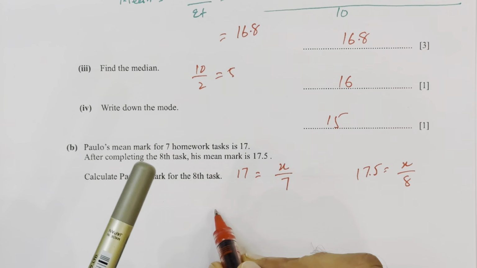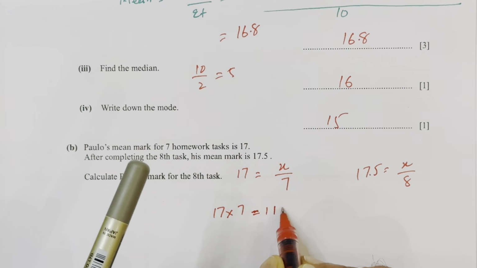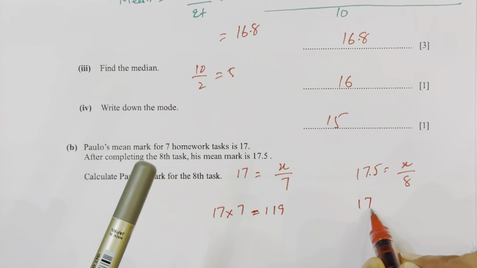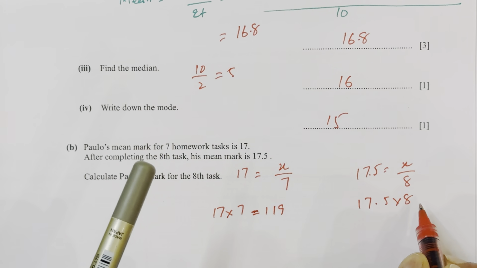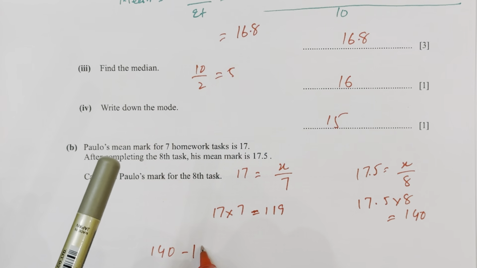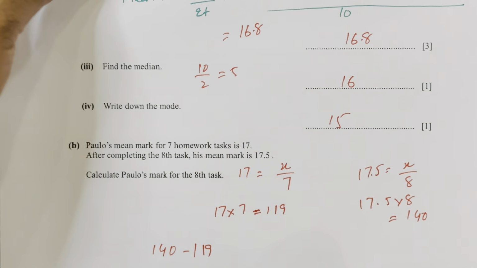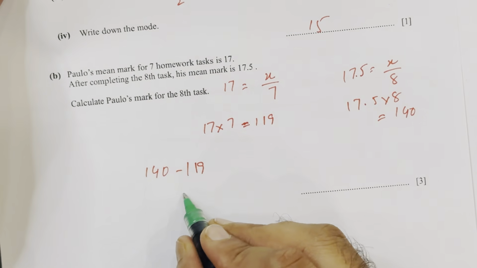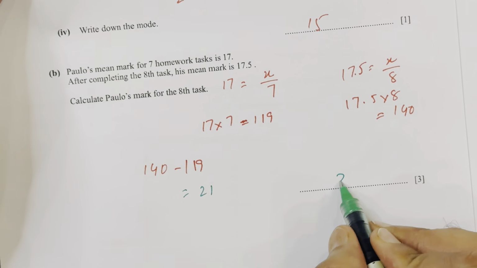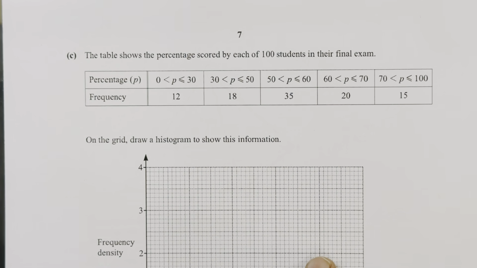So this is simply 17 into 7, we get the value 119, and 17.5 into 8, we get the value that is equal to 140. Subtract those values, 140 minus 119, we get the answer that is equal to 21. So our answer over here is 21. Okay, moving to the C part.